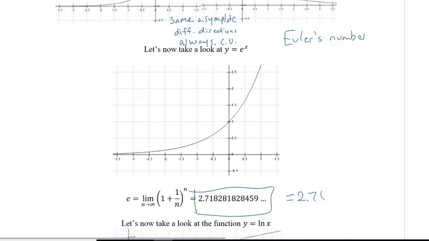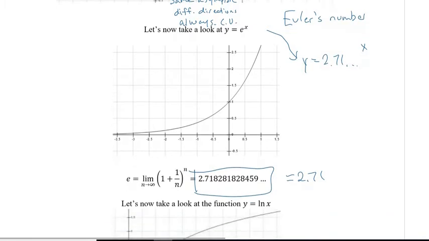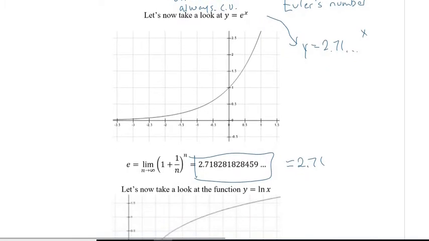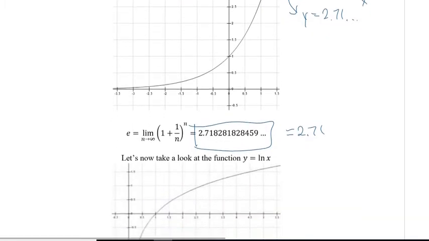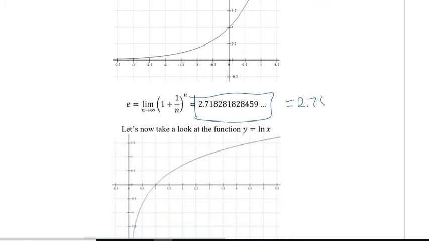So this is the function e to the x. It's an exponential function with that as the base. We can rewrite that as y equals 2.71... to the power of x. Now this seems like a pretty arbitrary number, but like pi, it's very significant, and over the course of the next few lessons, you're going to see why that number is significant, especially when it comes to calculus.